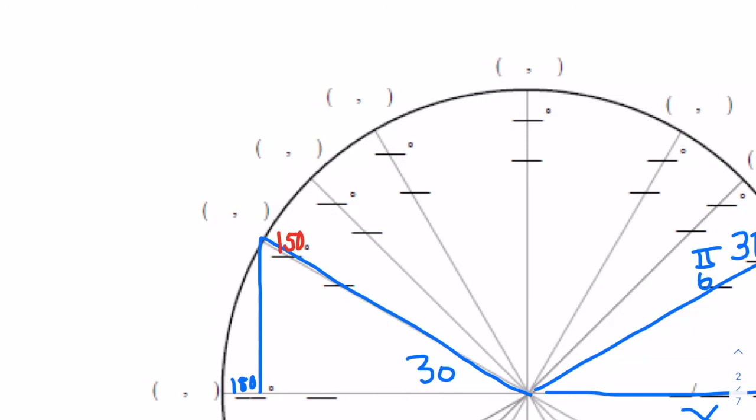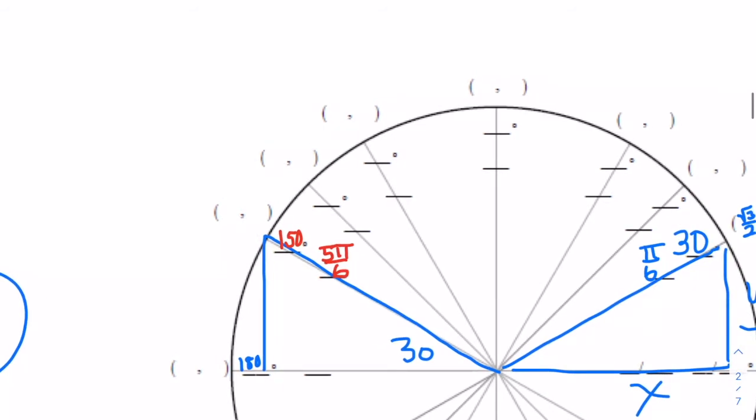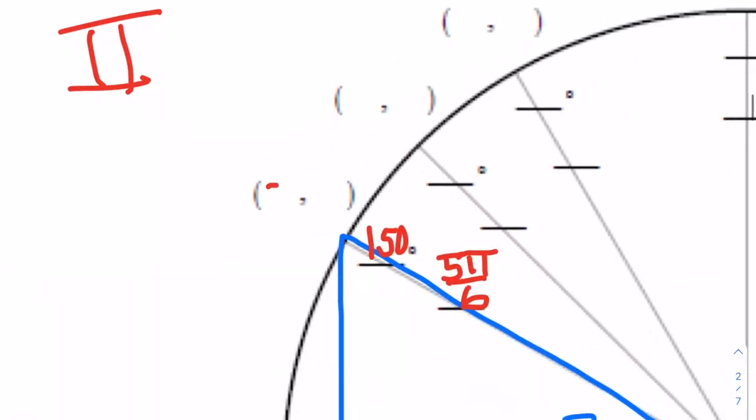And so we know that this is going to be 5 pi over 6 because we subtract pi over 6 from pi. So the only value that becomes negative in the second quadrant would be the x. So this will be negative √3/2.